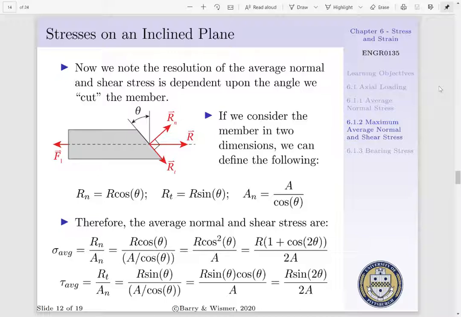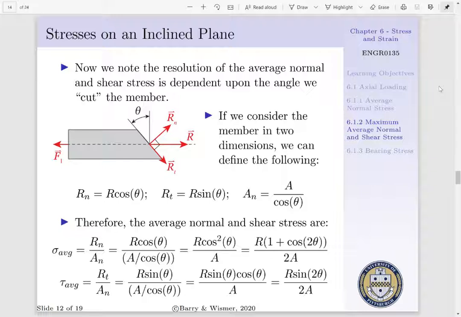We can say the magnitude of our normal internal reactionary force, R sub n, would be equal to the magnitude of our internal reactionary force, R, times cosine theta. Our transverse or tangential component of our internal reactionary force, R sub t, would be equal to R sine theta. And our shear area would be equal to cross-sectional area per cosine theta. Therefore, we can redefine our average normal and our average shear stress based upon theta.